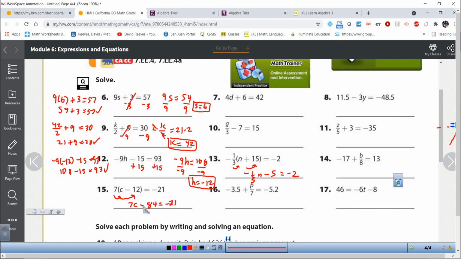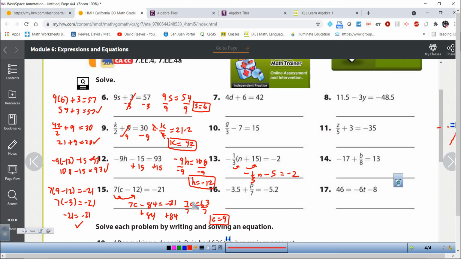We would then say, okay, they multiplied by 7 and then subtracted 84. I'm going to go ahead and add 84 to both sides. That gives me 7c is equal to, let's see here, 63, I believe. 63 is a great number to divide by 7 because it goes in evenly, and we get c is equal to 9. And again, if we check it, 7 times 9 minus 12 is supposed to equal negative 21. So 7 times negative 3, all right, equals negative 21. Negative 21 equals negative 21.